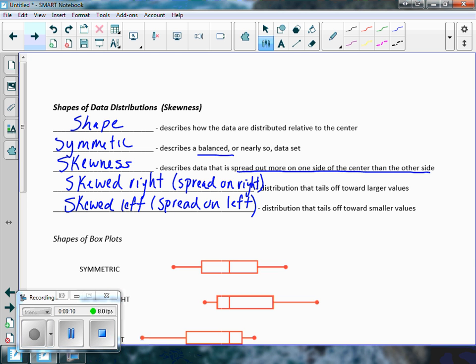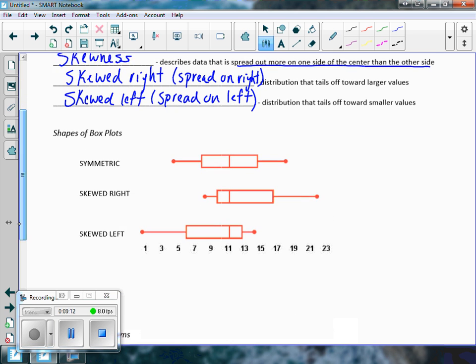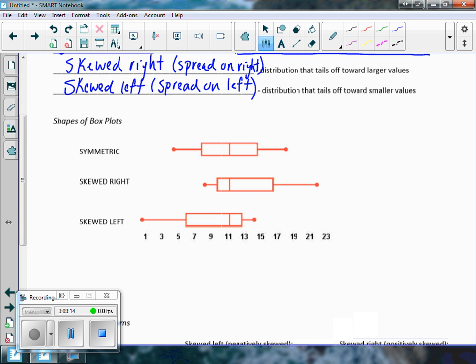So I have a few shapes here for you to look at. This we would call symmetric. It's pretty balanced. You might also use the word balanced here. The reason why it's balanced is because the whiskers are about the same. The box sides are both about the same. It's a nice symmetric, and you know what the word symmetry means, and symmetry is usually pretty easy to pick out. But this we call skewed right.